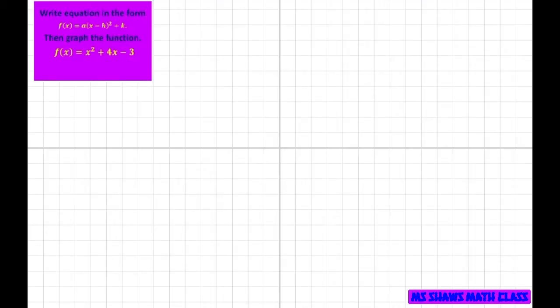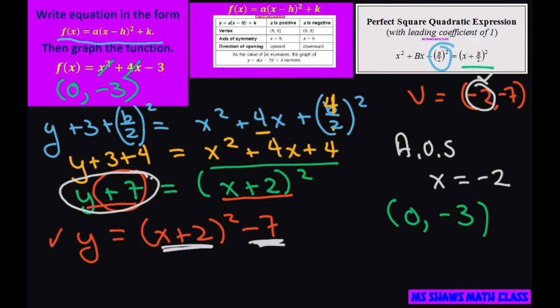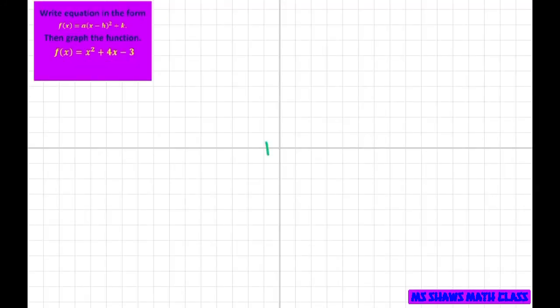So we have our vertex was at, should have written this down, negative 2, negative 7. It's negative 2, negative 7, 1, 2, 3, 4, 5, 6, 7, right there. Your y-intercept was negative 3. So those are the 2 points I use. I go ahead and draw my axis of symmetry at x equals negative 2. This is x equals negative 2.